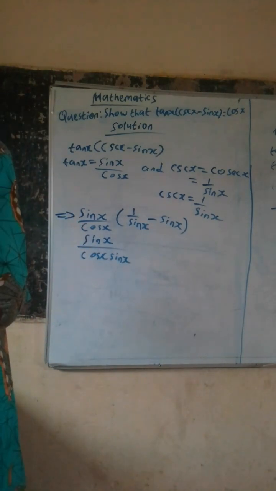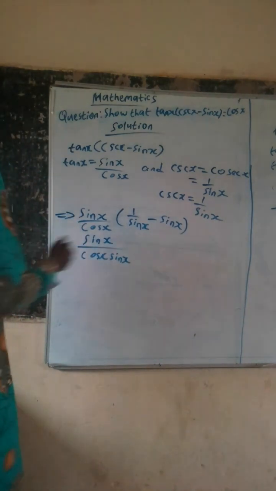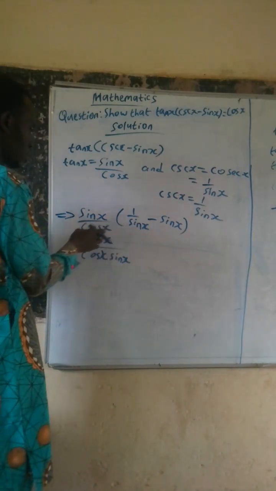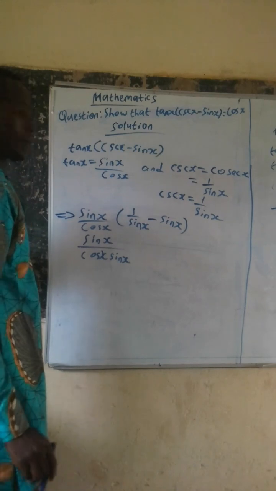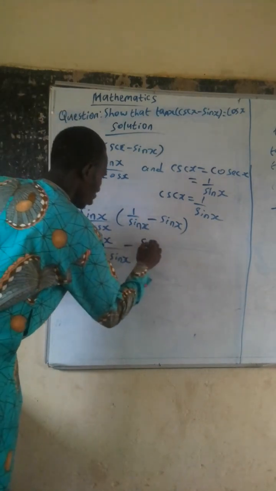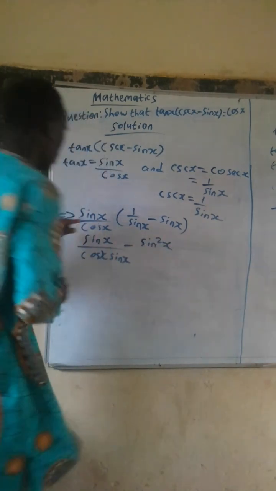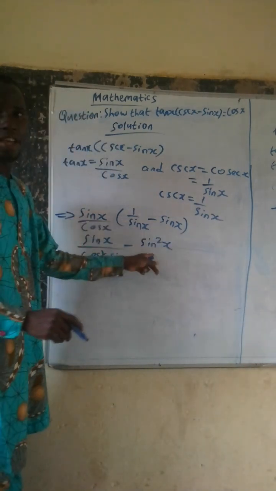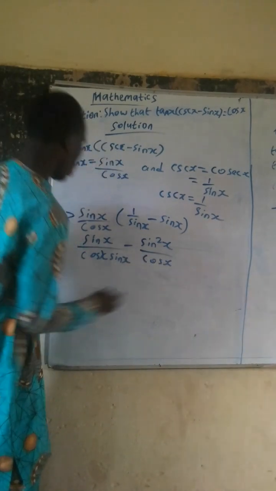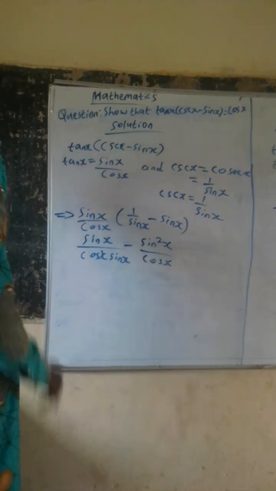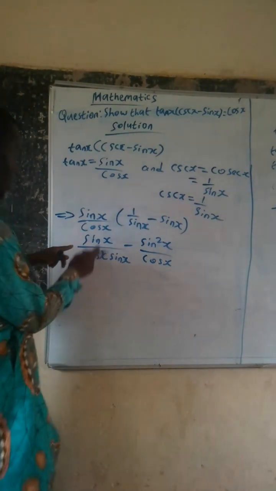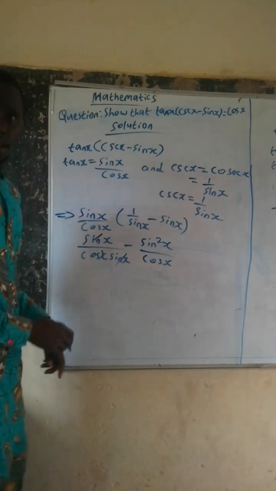So what next? We have sine x cos x multiplied by minus sine x. So we have minus sine square x, because sine x multiplied by sine x is sine square x, right? Divided by cos x. Are you getting me? So having done that, what do we have next? Sine x is going to cancel sine x. Have you seen that now?